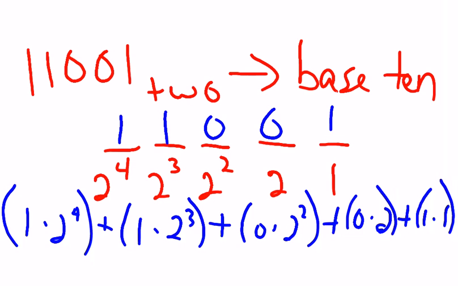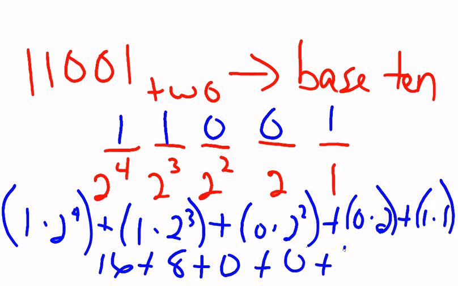So you might need a calculator on this one. 2 to the 4th is 16. 2 to the 3rd is 8. Anything times 0 is 0. And 1 times 1 is 1. And now we want to add those up. So 16 plus 8 plus 0 plus 0 plus 1, and we get 25. So 11001 in base 2 is equivalent to 25 in base 10.